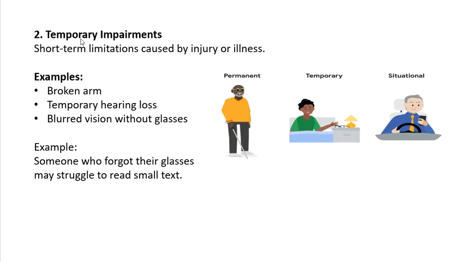And second is temporary impairments, which are short-term limitations caused by injury or illness. Examples are a broken arm, temporary hearing loss, and blurry vision without glasses. For example, someone who forgot their glasses may struggle to read small text.